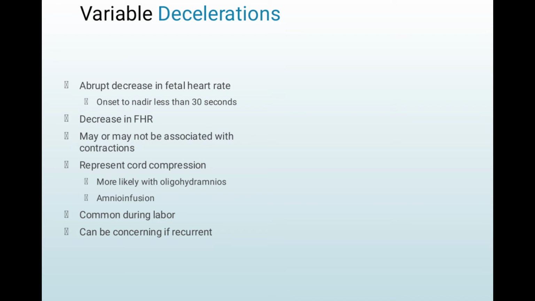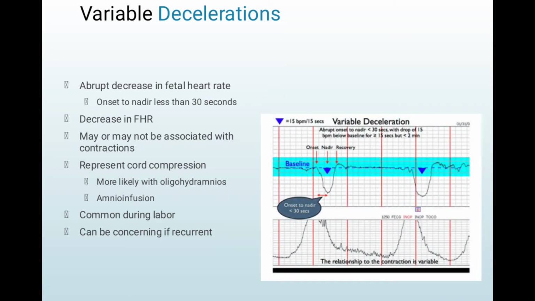Variable decelerations are an abrupt decrease in fetal heart rate, with onset to nadir of less than 30 seconds. The decrease in fetal heart rate may or may not be associated with contractions, and it represents cord compression, more likely with oligohydramnios and amnioinfusion. Common during labor, it can be concerning if recurrent.